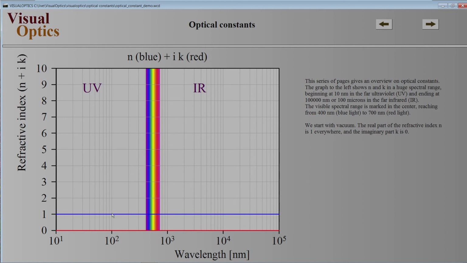I start here with vacuum. For this kind of material, the refractive index, the real part is 1, the imaginary part is 0 everywhere. So this is a vacuum, and now we will take a look at 3 different types of excitation, which are basically the fundamental interactions between light waves and matter. And in the end, I will show you how we can model these 3 types of excitations.